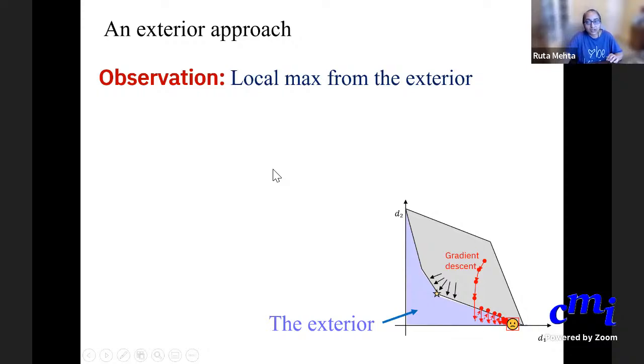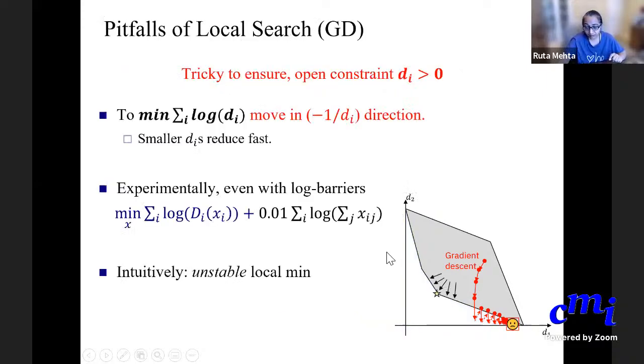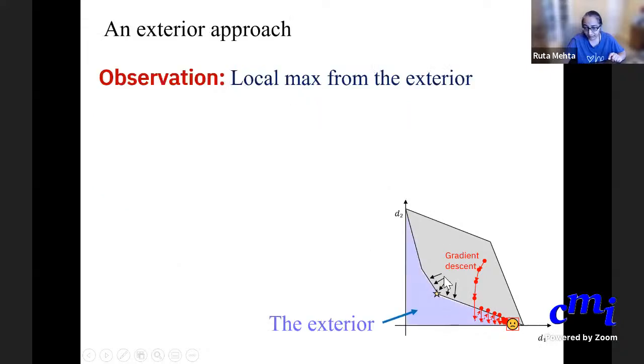So that was the main issue, and then we thought about what to do. One observation we saw was that anything that is a local min from the inside is going to be a local max from the outside. I'm defining the exterior region in a particular manner: it's the region below the lower hull. Anything that is a local min from the inside, the gray region, is going to be a local max from this exterior region. Now the issue is that this exterior region is non-convex, but still this property holds.